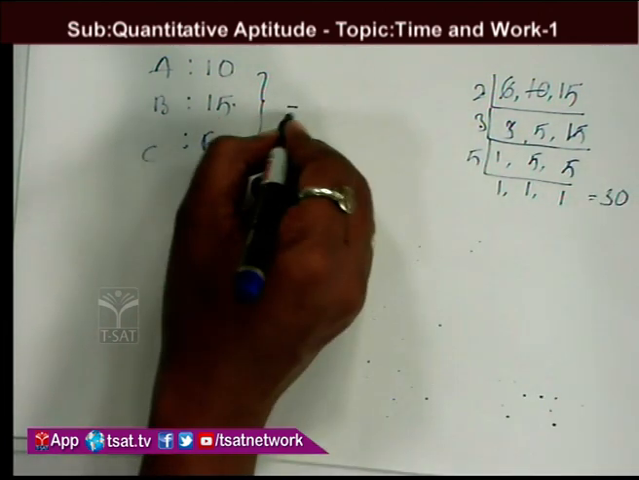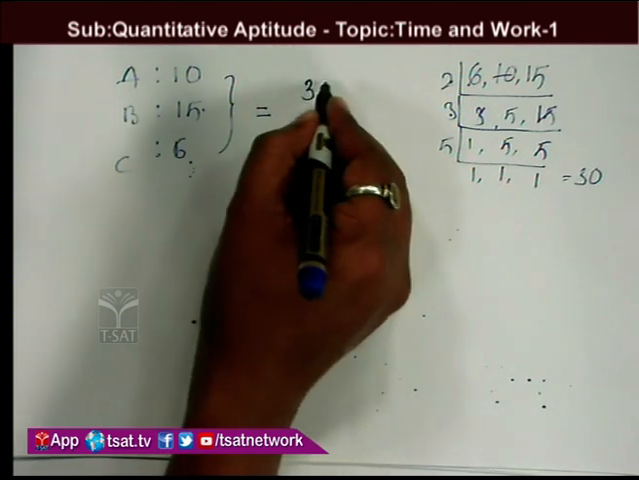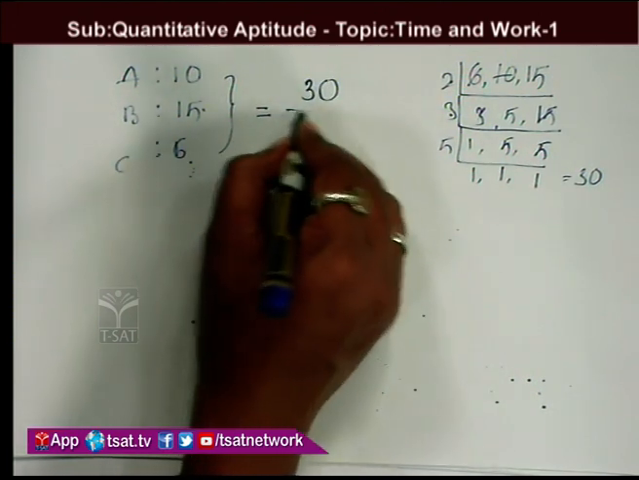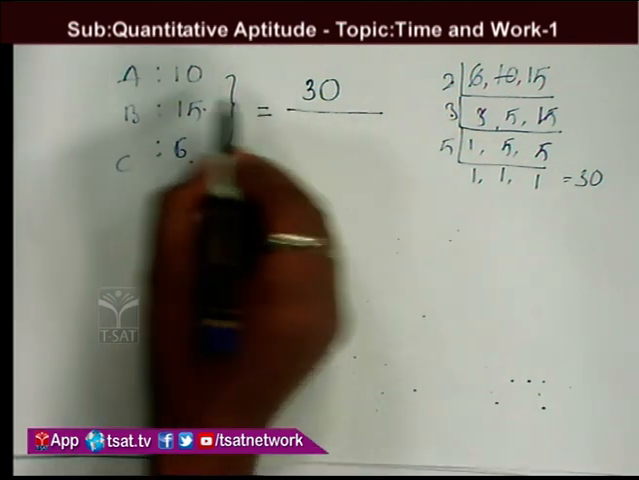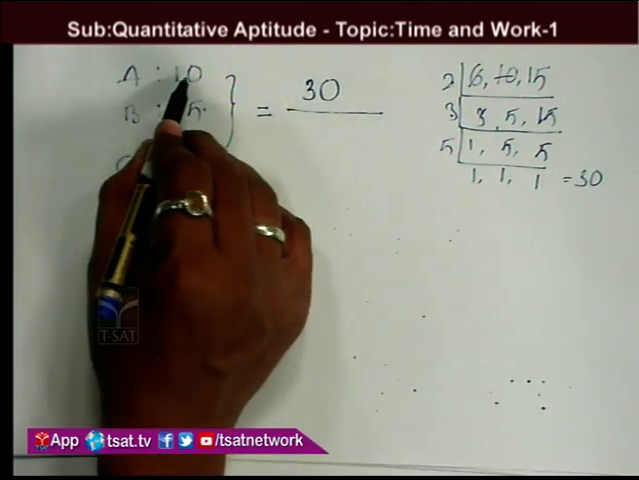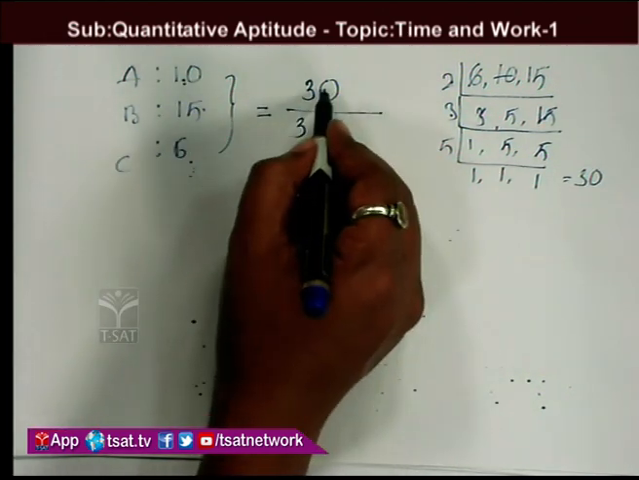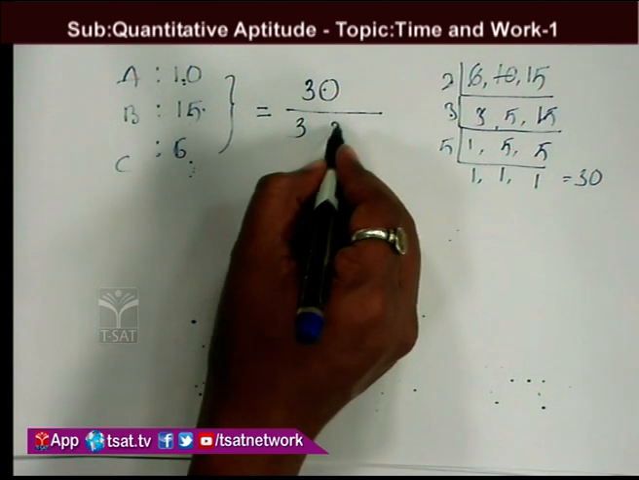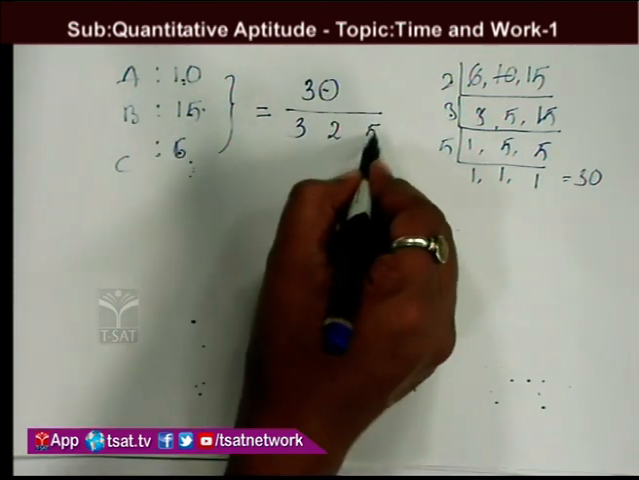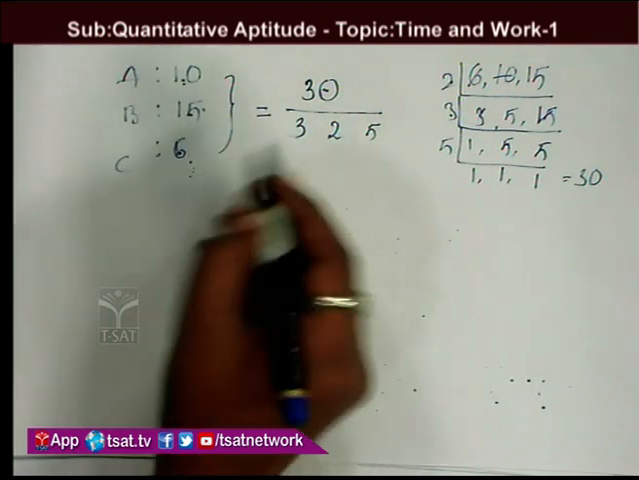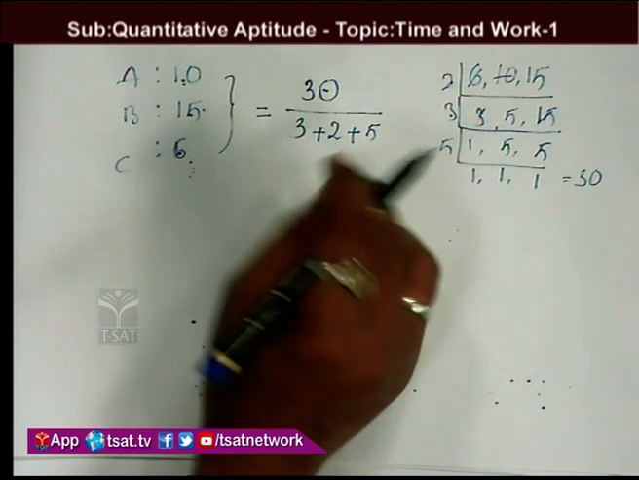So, we have taken LCM 30, right. When we take LCM 30, 30 is divisible by 10, how much is it? 3s. 30 is divisible by 15, how much is it? 2s. 30 is divisible by 6, how much is it? 5s. If all are working together, that means addition in the denominator, a plus b plus c.